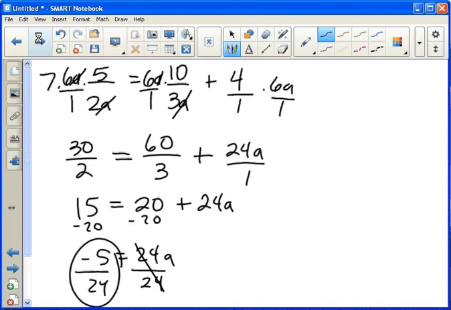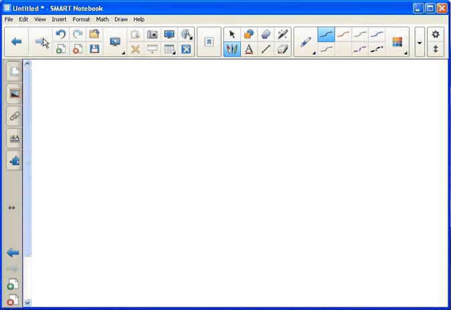Number 8. Write as an algebraic expression the product of 6 and the number, added to the quotient of 7 and the number. Okay, so we'll just call the number x. The product of 6 and the number would be 6x, because product means times, added to the quotient, that means divided by, of 7 and the number. So 7 divided by x.